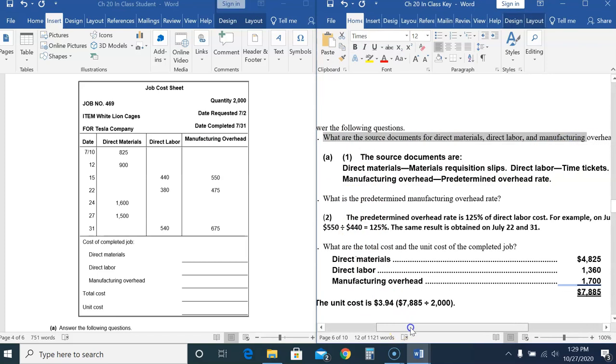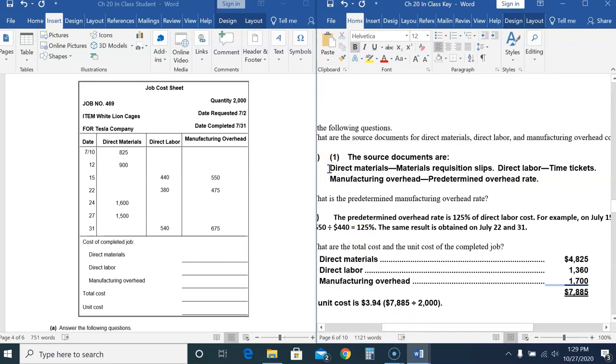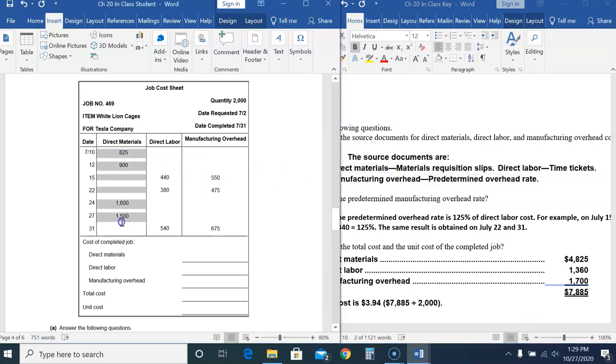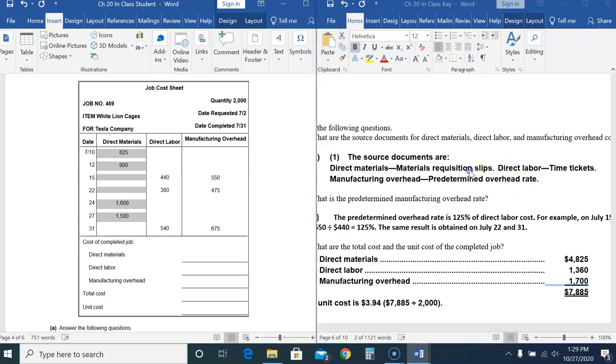The types of documents where this information comes from would be from material requisitions. As a company calls materials into production, they create a requisition. They're requisitioning materials into the production process. Those material requisition documents would tell us the amount of materials that are being incurred on that job.